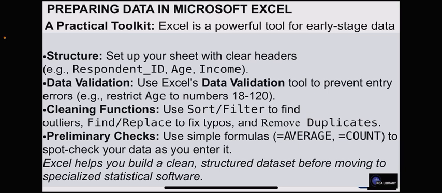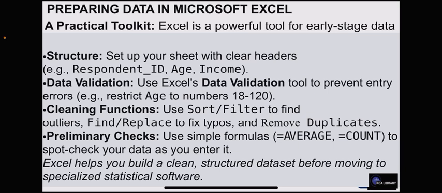Then we have data validation. You use Excel's data validation to prevent entry errors, for example restricting age to numbers, such as 18 to 20. It could be that the range is from 15 to 100 for age and the like. Then the cleaning function: you use sort or filter to find outliers, or find and replace to fix typos and remove duplicates. Then preliminary check: you use simple formulas, equals average, equals count, to check your data as you enter it.